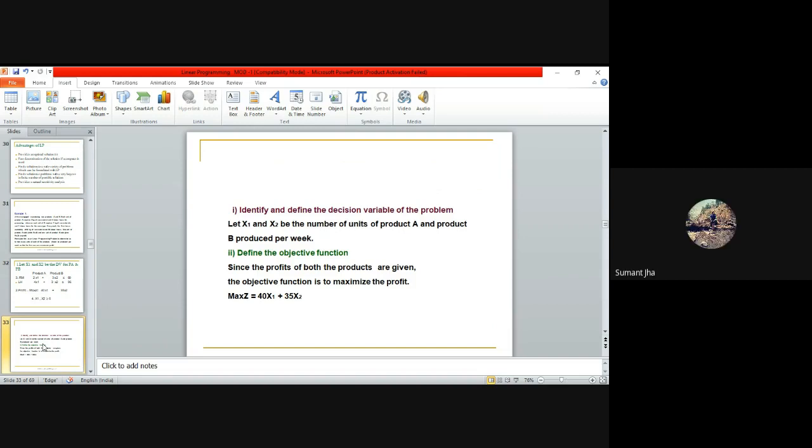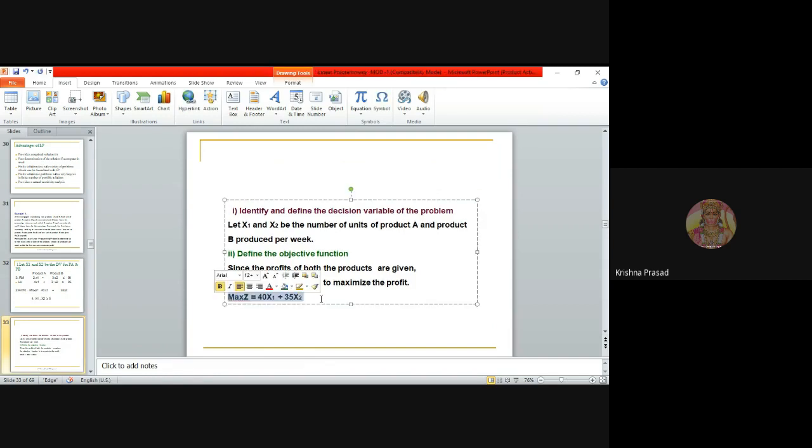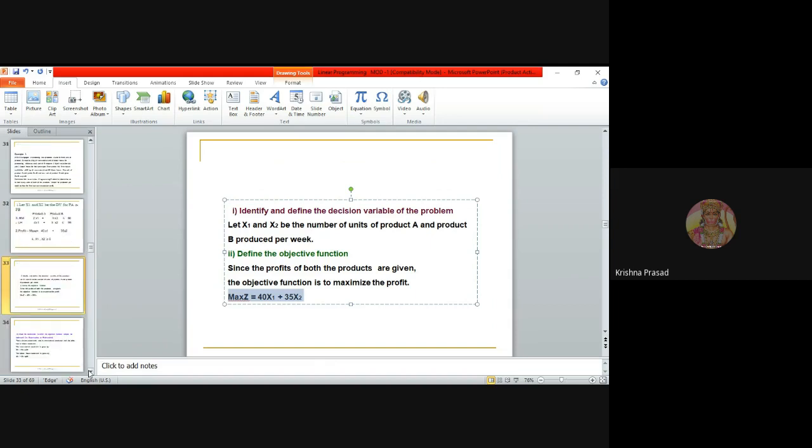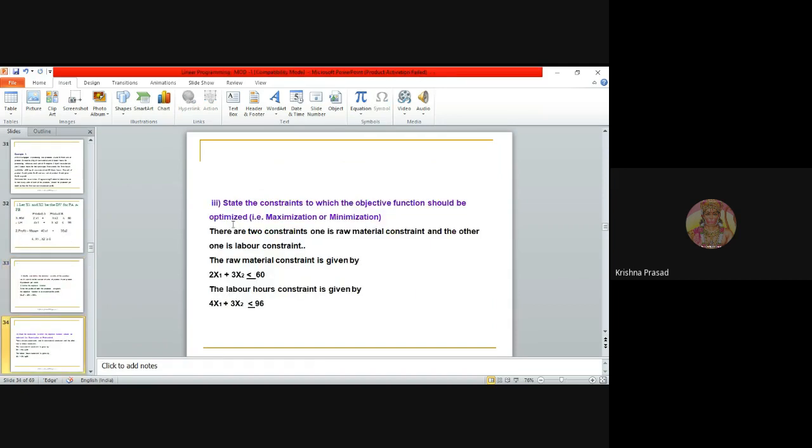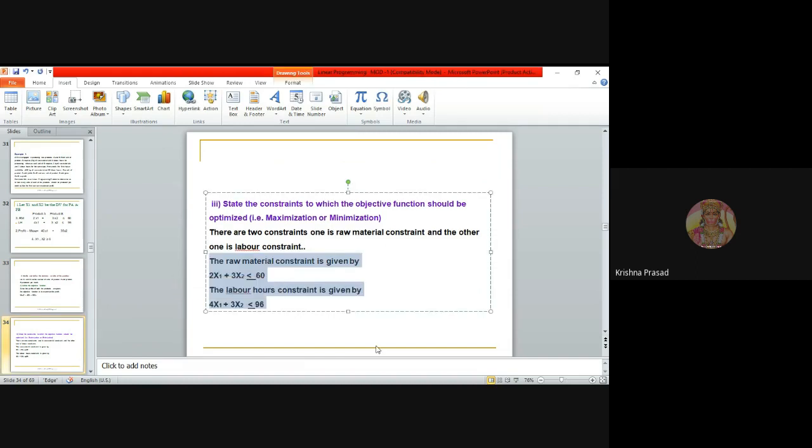Second one is that define the objective function as it is profit, maximize z is equal to 40x1 plus 35x2. By reading the theory, you came to know it is 40x1 and 35x2. The third step is that we have to find out the constraints. One constraint is raw material, another constraint is labor. Raw material constraint is 2x1 plus 3x2 less than or equal to 60, and 4x1 plus 3x2 less than or equal to 96. Okay, and the next constraint is the non-negative constraint.